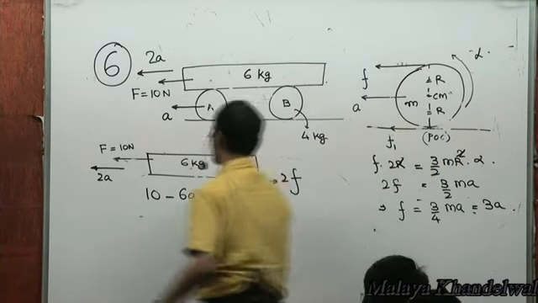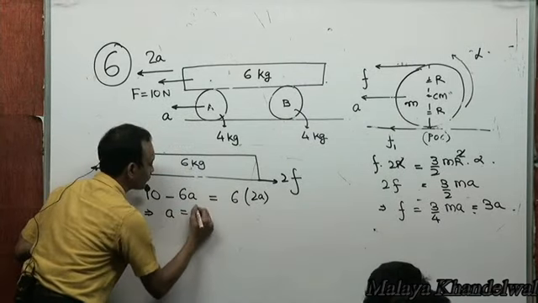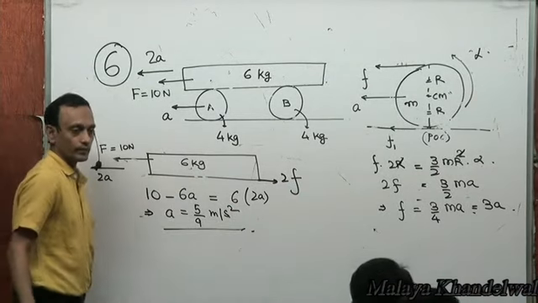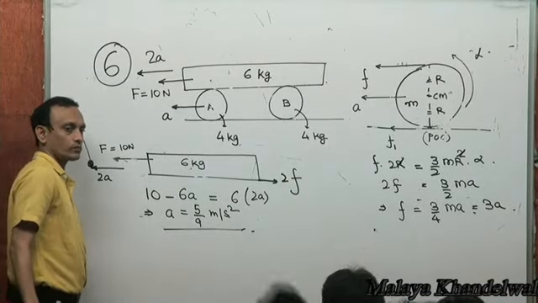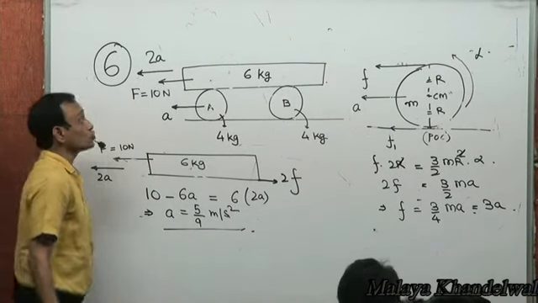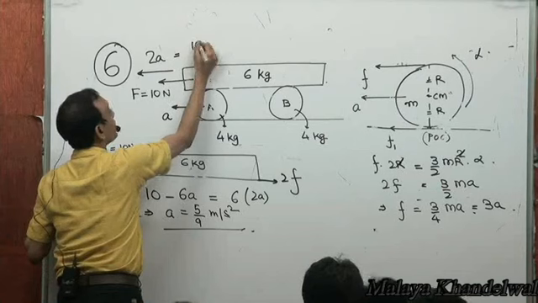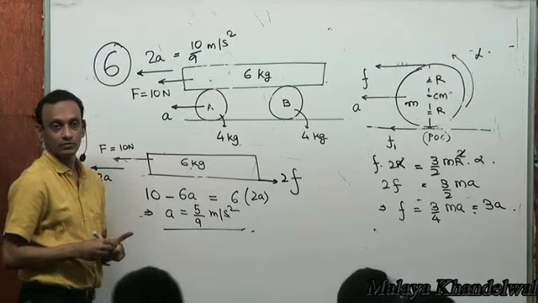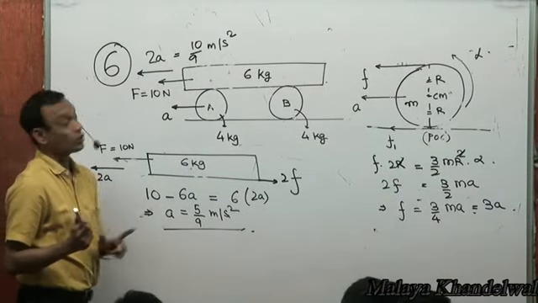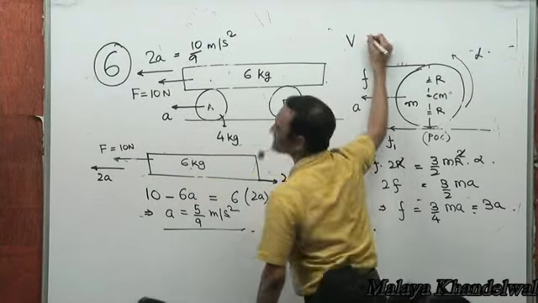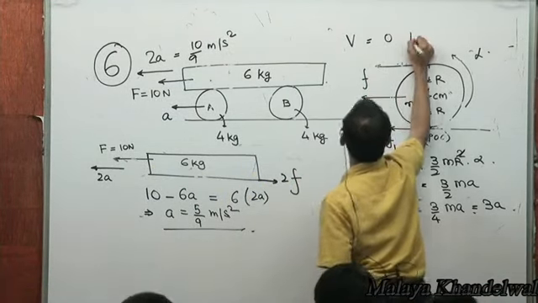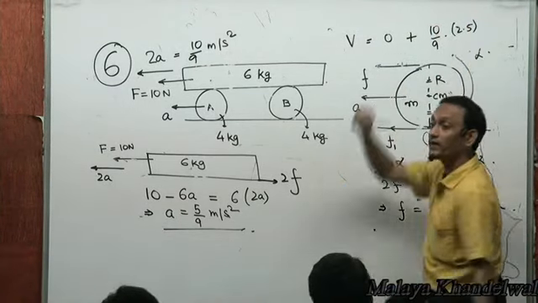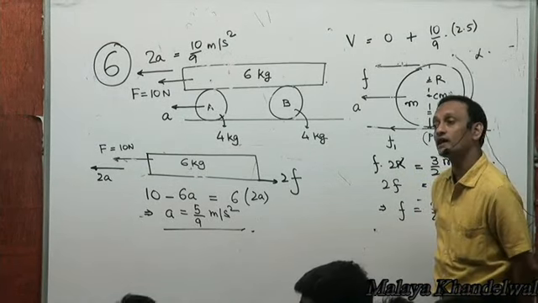18A is 10. A therefore would be 5 by 9 meters per second square. Right? So what would be the acceleration of the carriage? 10 by 9 meters per second square would be the acceleration of the carriage. Yes or no? What would be the velocity of the carriage 2.5 seconds later? Initial velocity is 0. Acceleration of the carriage is 10 by 9 into time 2.5. So 25 by 9 meters per second would be the velocity of the carriage.